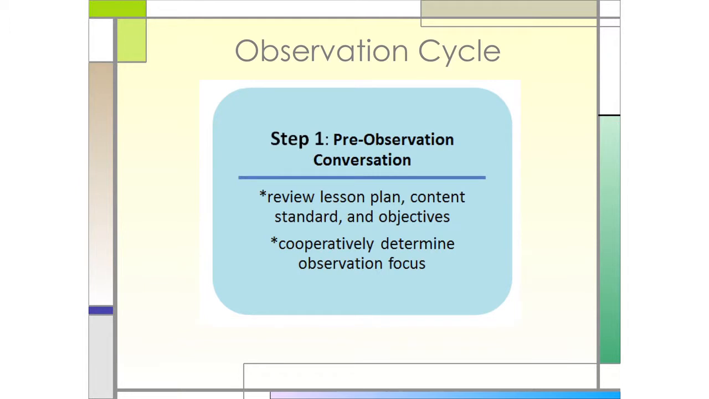So as a reminder, the first step of the observation cycle is the pre-observation conversation. This is where you and your mentee set up the observation, talk about the lesson you'll see, and determine together the type of data you will collect.